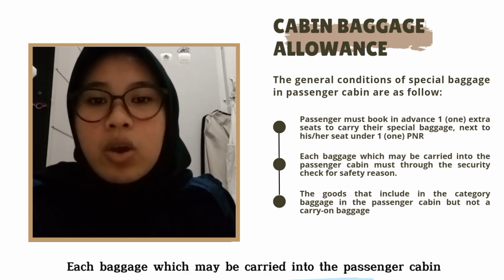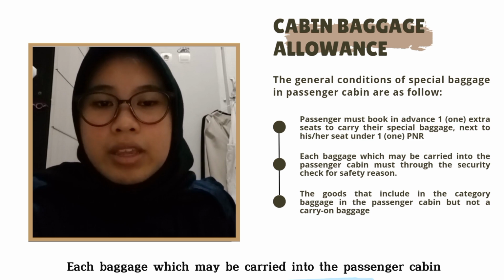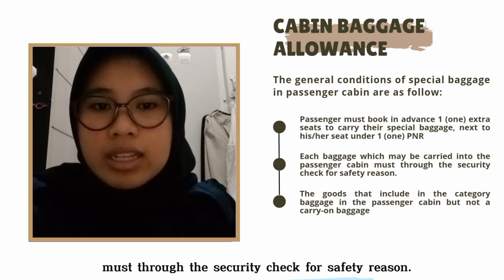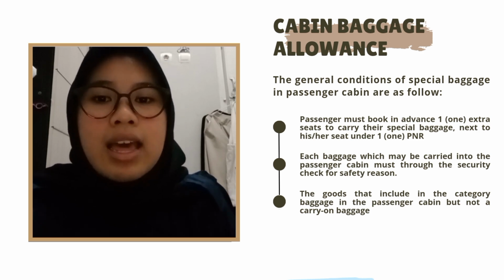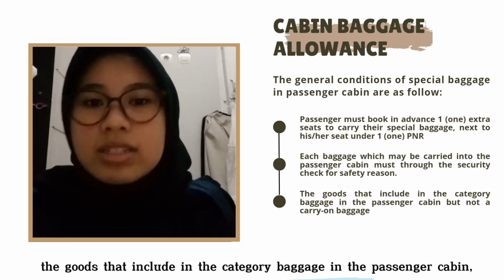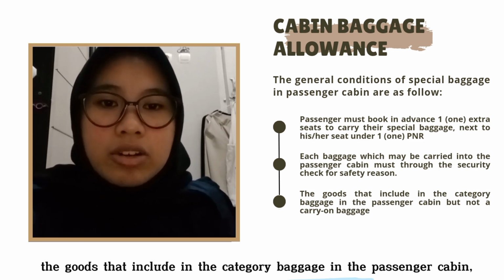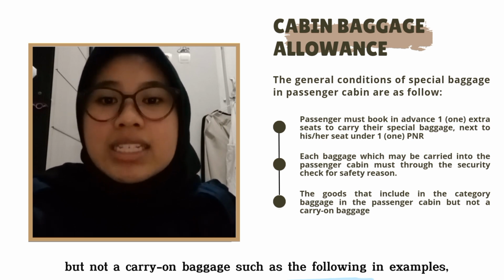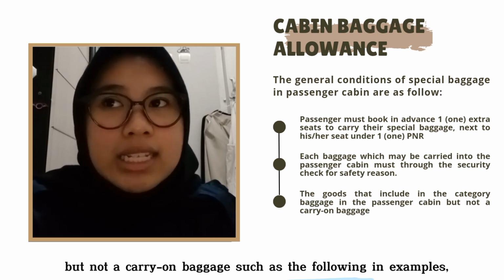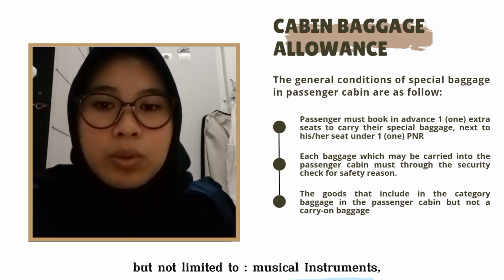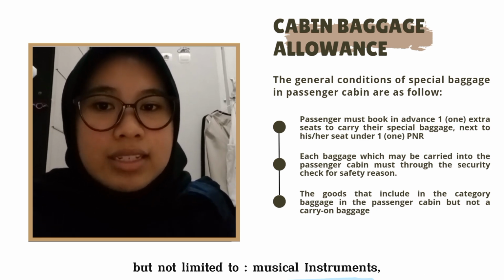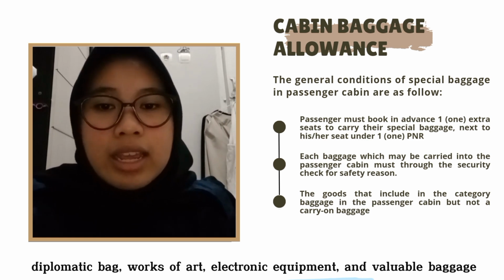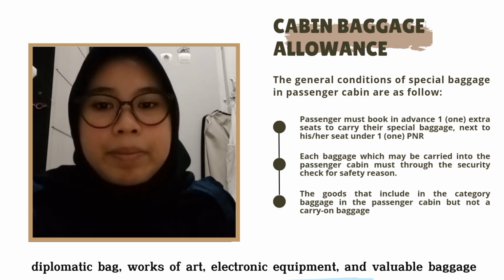Second, each baggage which may be carried into the passenger cabin must go through the security check for safety reasons. And last, the goods that are included in the category of baggage in the passenger cabin, but not carry-on baggage, such as the following, for example but not limited to: music instruments, diplomatic bag, works of art, electronic equipment, and valuable baggage.